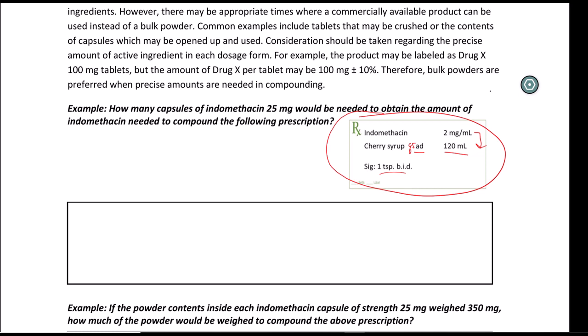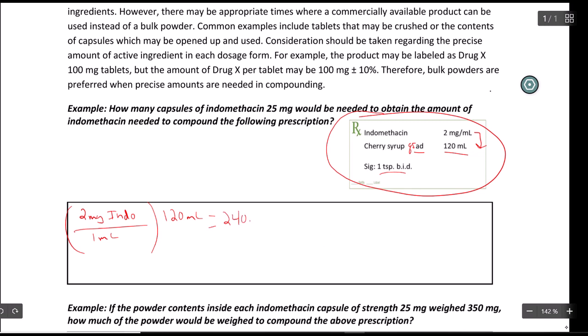According to the prescription, you need 2 milligrams of indomethacin, I'll call it Indo, every time you have 1 mL. We want to make 120 mLs total, right? That's the total amount that we want to make. So if I want to make 120 mLs total, that would tell me I need 240 milligrams of indomethacin. Right? That's what I need.